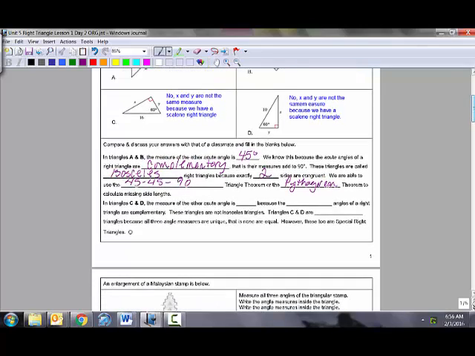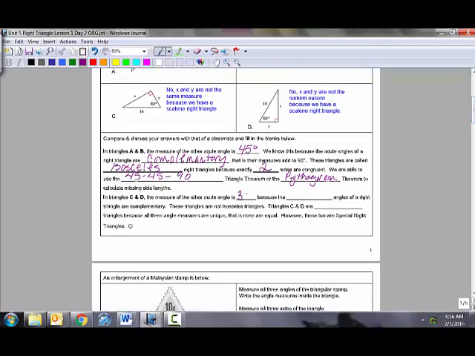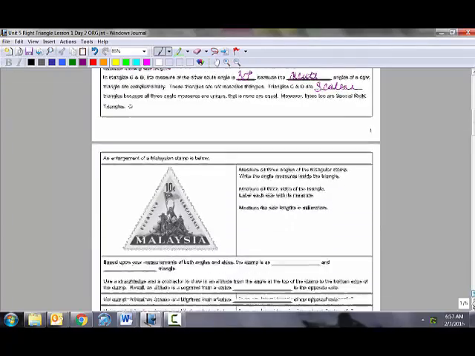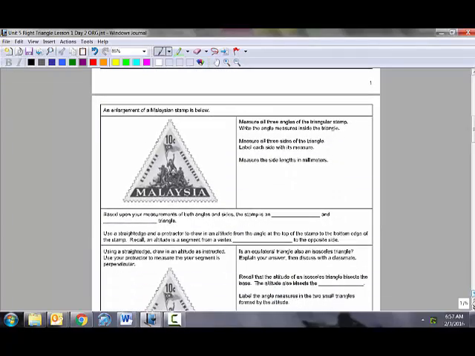However, in triangles C and D, the measure of the other acute angle is 30 degrees, again because the acute angles of a right triangle are complementary. These triangles are scalene triangles because all 3 angle measures are unique. That is, the side lengths of a triangle could not be equal. However, these are special right triangles. All right, if we look at these 2 right triangles, they are special, and a name that I could give them would be the sides.